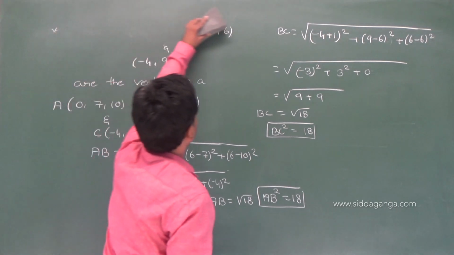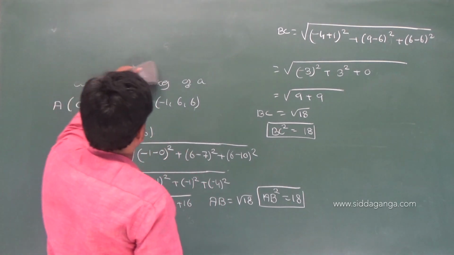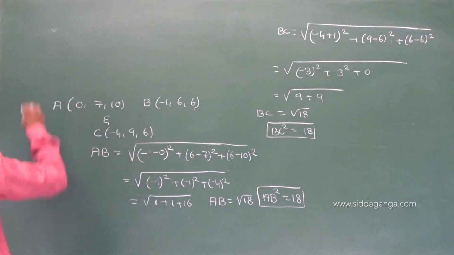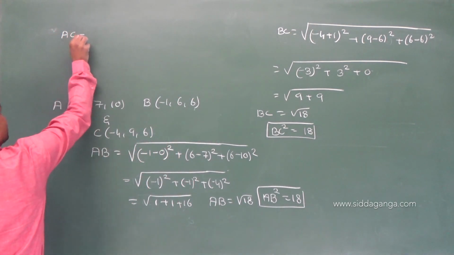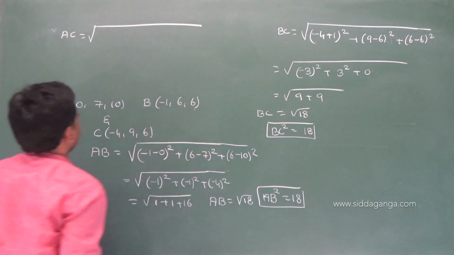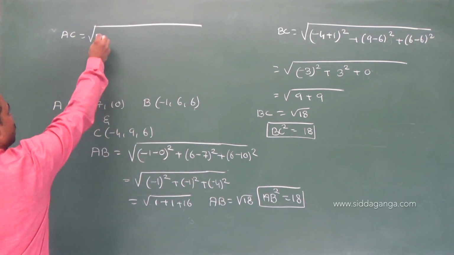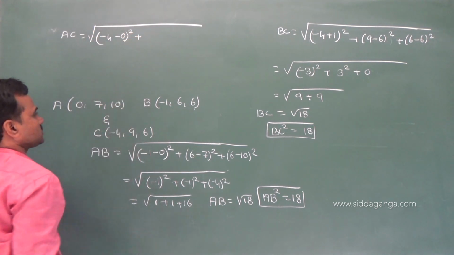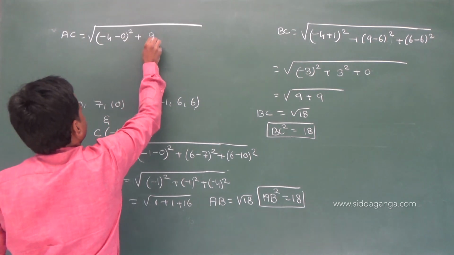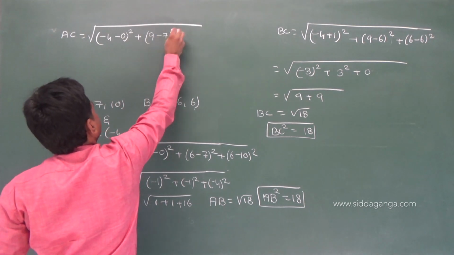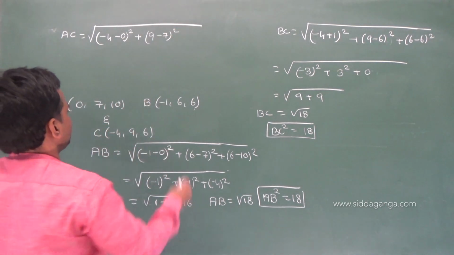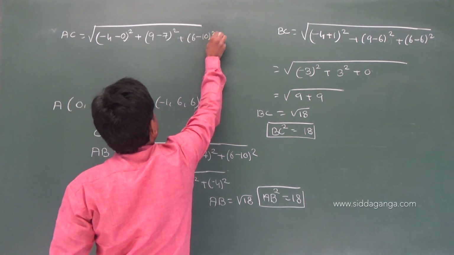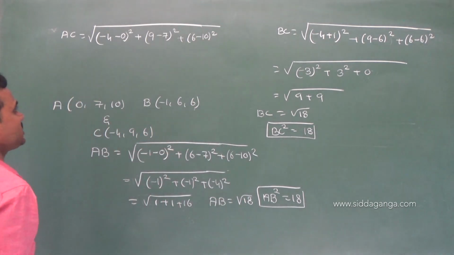Then we find the distance from what? A to C. The distance from A to C, that I have written here. AC is the square root of minus 4 minus 0 whole square plus 9 minus 7 whole square plus 6 minus 10 whole square. Correct?